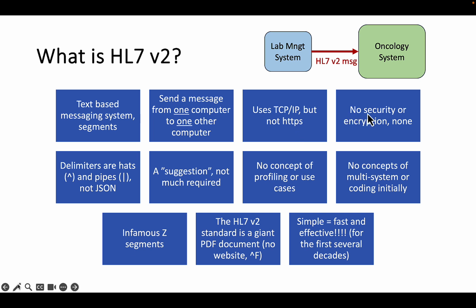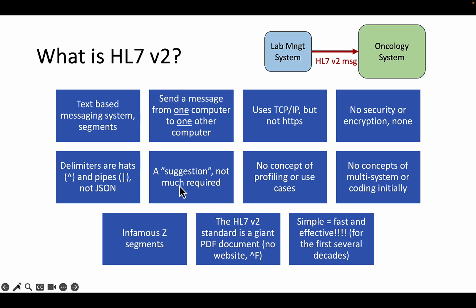There is no security or encryption in HL7 version 2, so anything going across this wire is open text. There's no security whatsoever. The delimiters, there was no JSON or XML. So to determine the different pieces, delimiters were used, and we'll see an example in just a second. Those delimiters were hats and pipes. Get really used to counting hats and pipes in version 2.